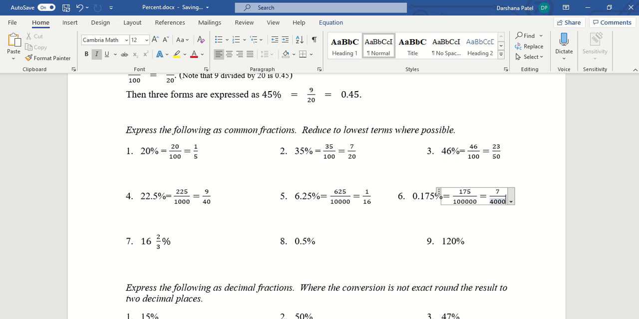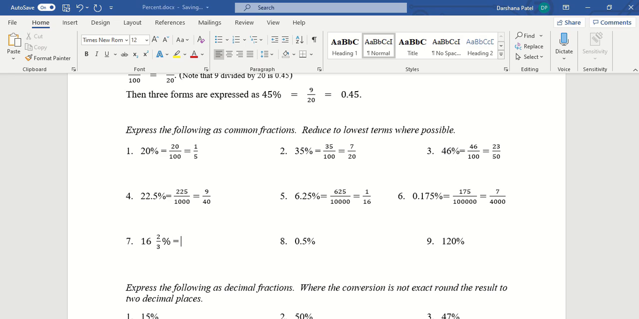Now what if it is already in fraction? If this is already in improper fraction, we can convert that into proper fraction first by doing 16 times 3 gives us 48 plus 2, so it will be 50 over 3%. Now 50 over 3% into fraction will be divided by 100, so it will be 50 over 3 divided by 100, giving us 50 over 300.